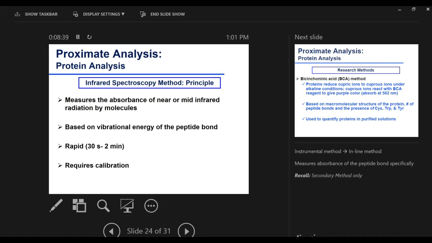Yeah, Kjeldahl or Dumas. So you would use one of the primary methods to calibrate.